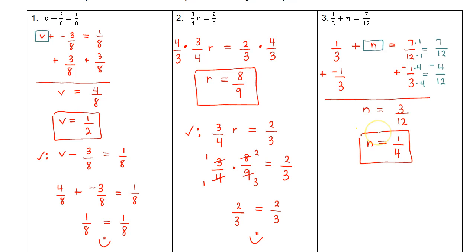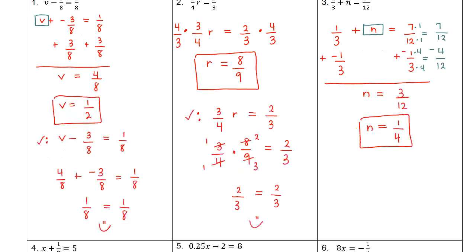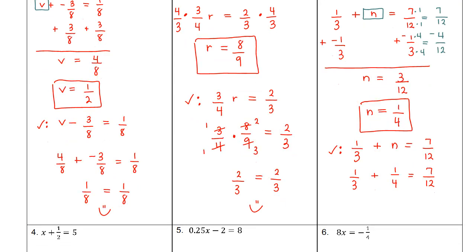So for number 3, n equals 1/4, and now it's time to check and see if that in fact will work. My original equation was 1/3 plus n equals 7/12. And when I plug in my solution, it becomes 1/3 plus 1/4 equals 7/12. Now I can't fake anything and just say, oh yeah, 7/12 on the left equals 7/12 on the right. I really have to do the math and make sure that it is going to work.